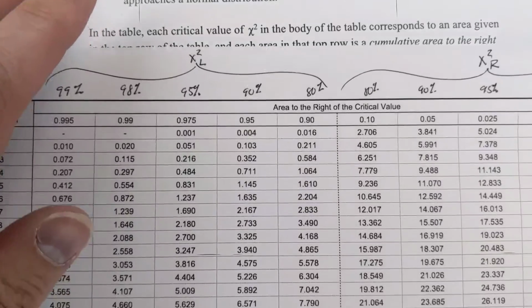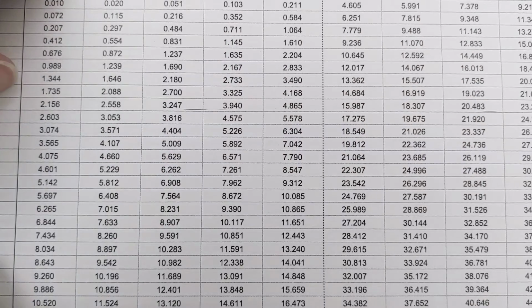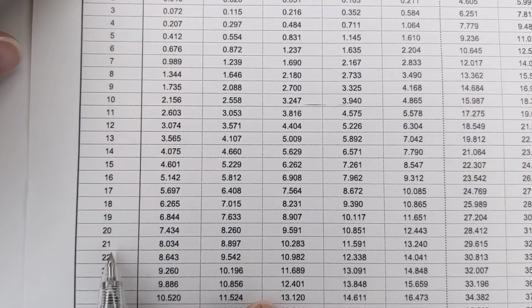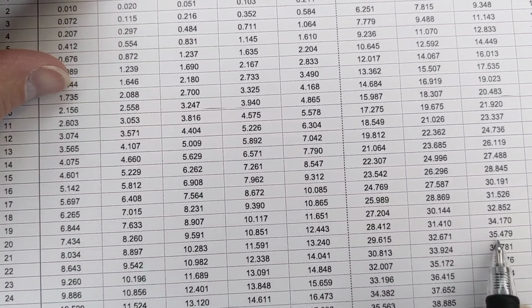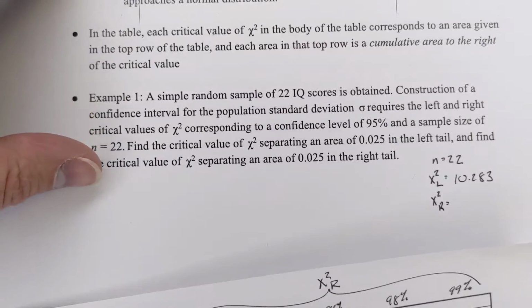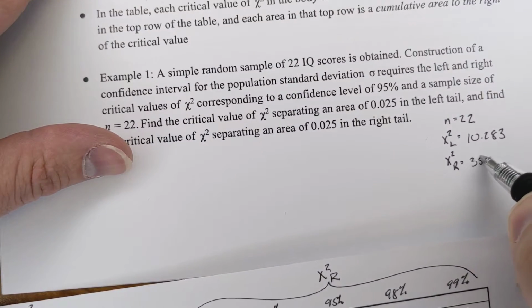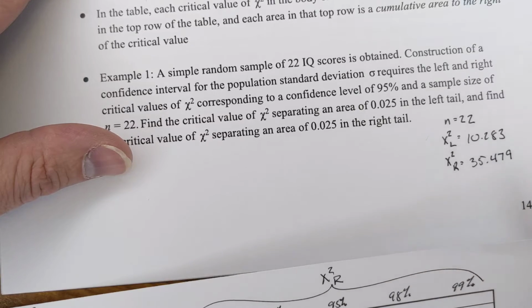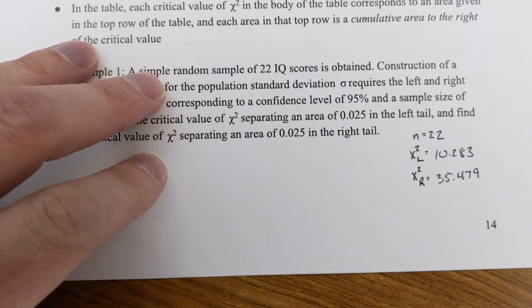My right value, I do the same thing except I mirror it. So row 21 again, all the way across. This column is under the 95%, the 35.479. So that's my value for the R value. So this question just has me looking things up from the table.